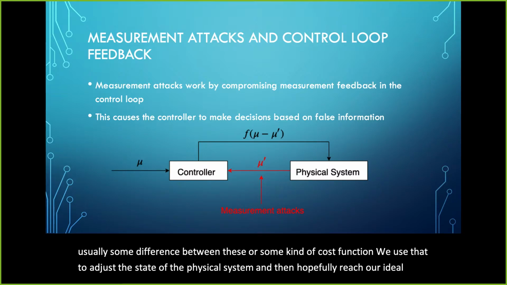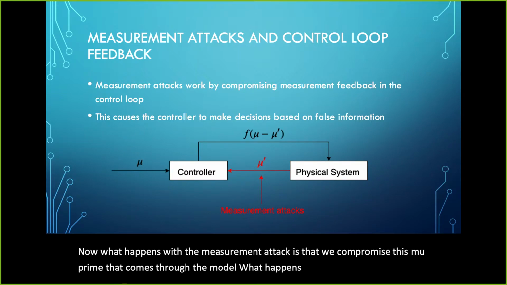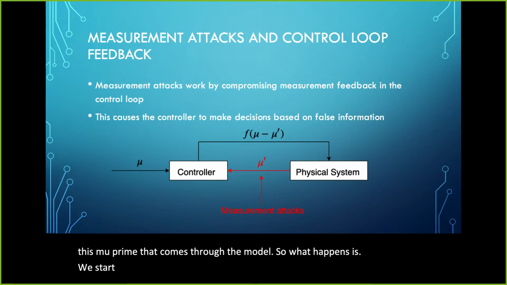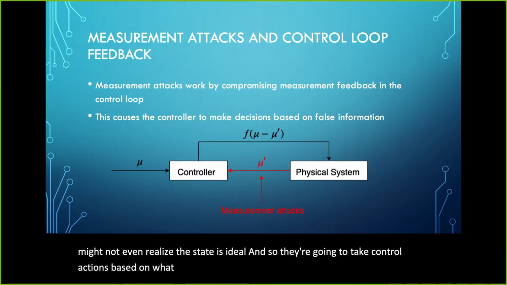Now, what happens with a measurement attack is that we compromise this mu prime that comes through the model. So we start giving false measurements back. Even if the state is ideal, the controller might not realize the state is ideal, and so they're going to take control actions based on what they think is going on instead of what is actually going on.